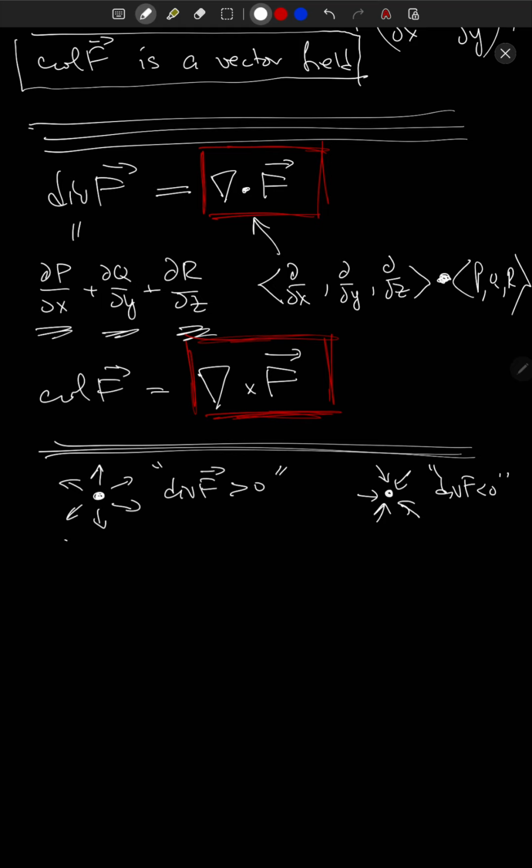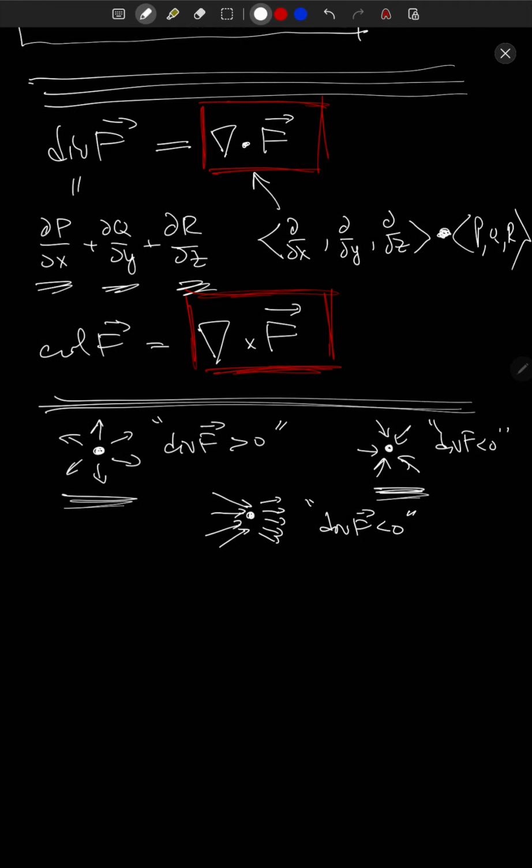But again, remember the pictures do not have to look exactly like that for sources and sinks. You have the other kind of picture where you have perhaps large vectors coming in, but smaller vectors coming out, right? And so overall, more stuff is coming in than going out, and so the divergence is less than 0 here. So literally the same ideas as in the two variable case.